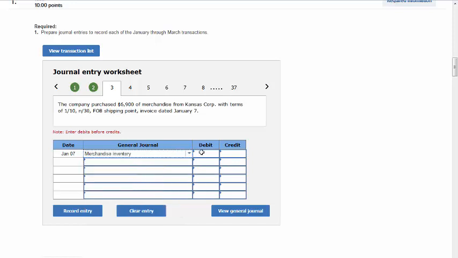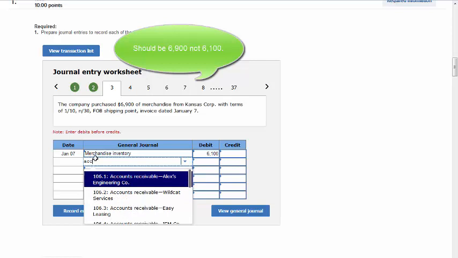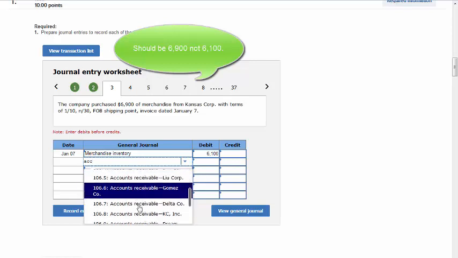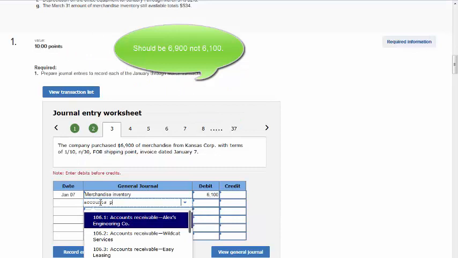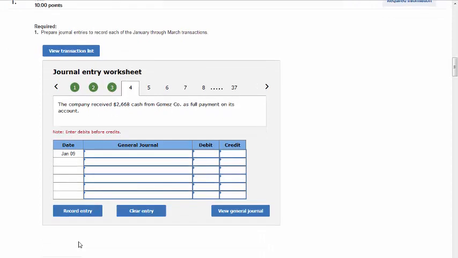So we'll debit merchandise inventory for the full amount of 6100. And again, this is on account. So we'll credit the accounts payable for the full amount because we don't know if we're going to take the discount. That's account 201. And then that will be 6100. And record the entry. And we are done with recording our third entry. So you're going to continue to do this for all of your entries.